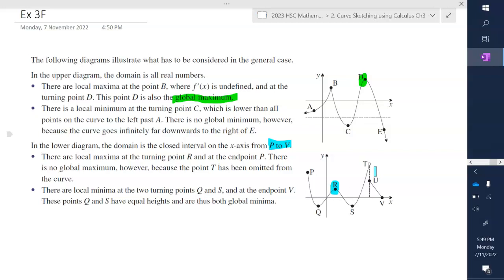Now, if we have a look at the minimum values, our minimum values are going to occur at Q and at S. They're lower than our other endpoint at V and lower than any of the other endpoints there. So Q and S are equal values, and they're going to be global minimums because they're the lowest value within that graph, and they happen to be a minimum. So that gives us a bit of an idea of what we're looking at when we're looking at global or absolute maximum minimums. Let's go back to our OneNote, and we'll continue on from there.